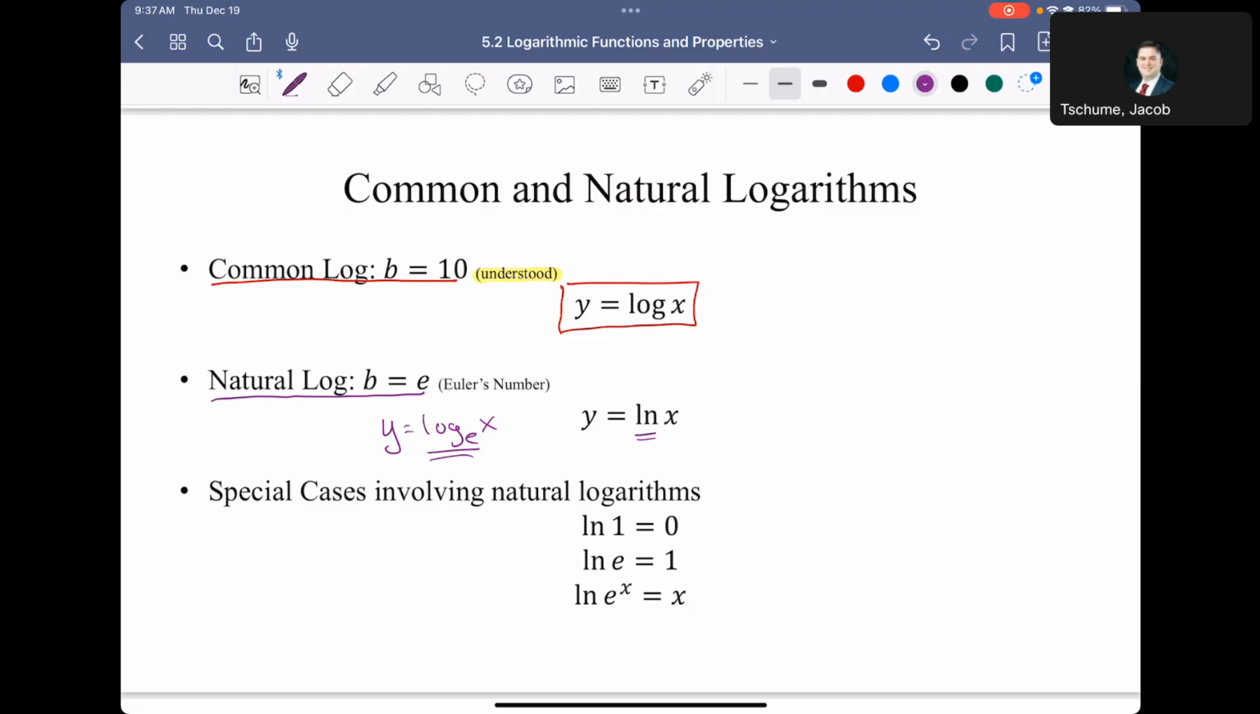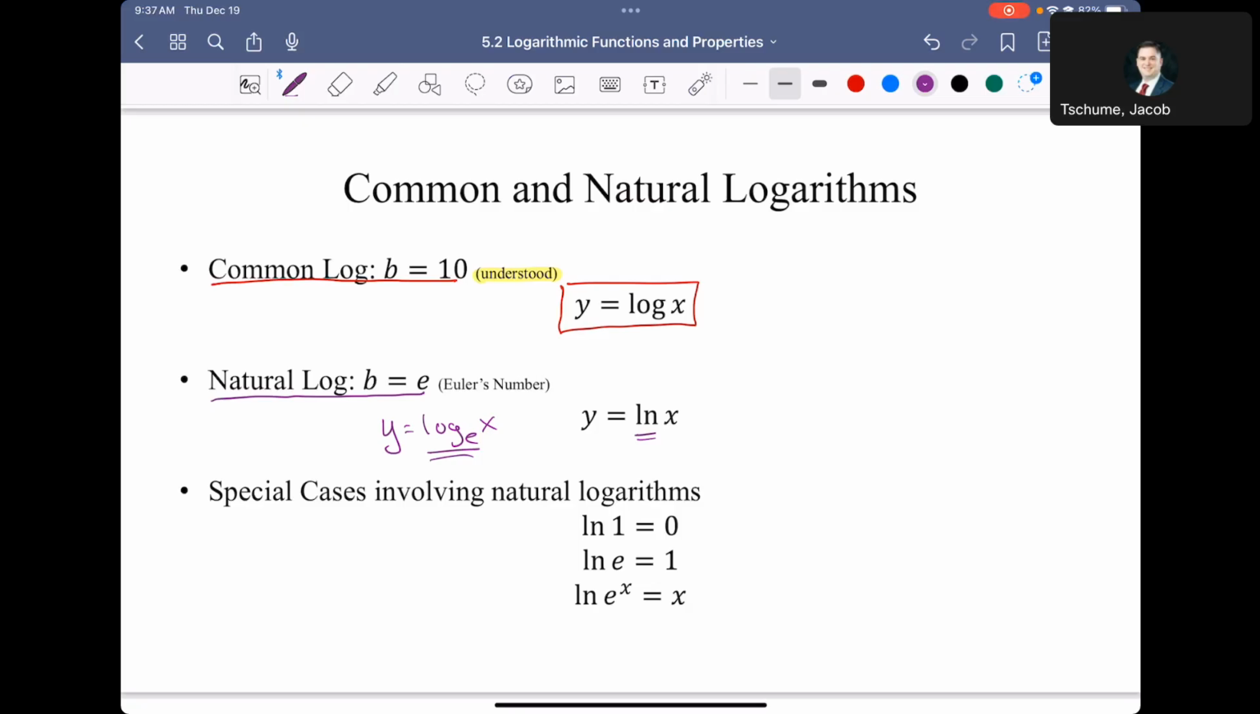Now it's not NL. We write it as ln because the person who discovered this did it in Latin, and in Latin, natural log is written as ln in its enunciation. So we will use ln of x to represent a natural log, which means the base of the logarithm is e.